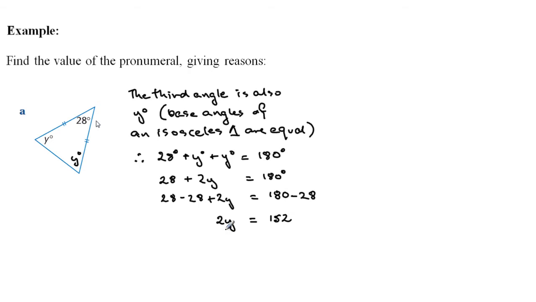And then finally, to get y on its own, we remember that this is 2 times y, so we can divide both sides by 2. These will cancel out. That's 1 and 1 here because 2 goes into 2 once, and so here as well. And we get y is equal to 152 divided by 2, which is 76 degrees. And there's our solution.